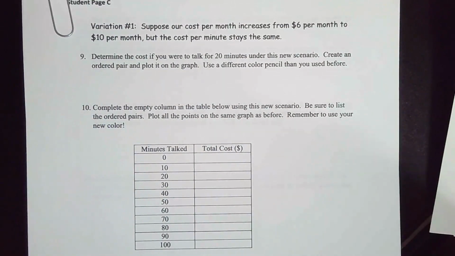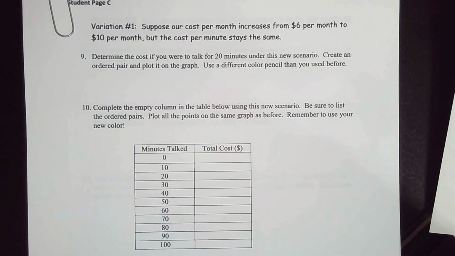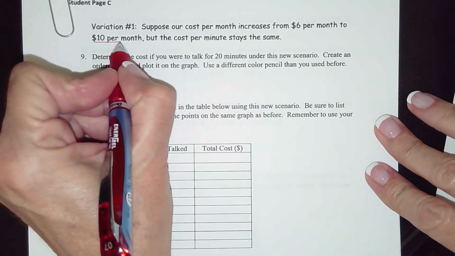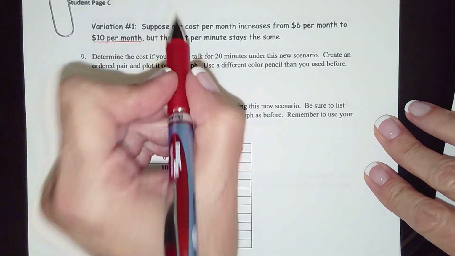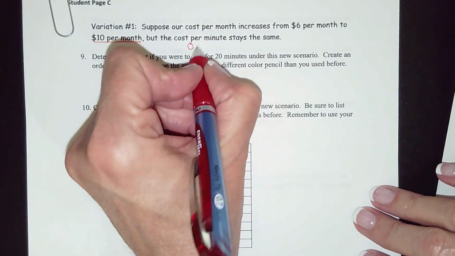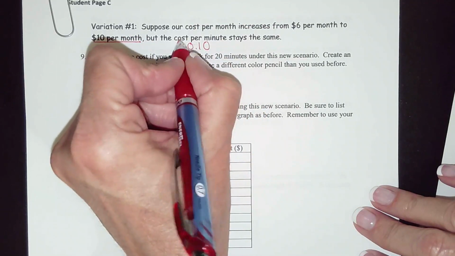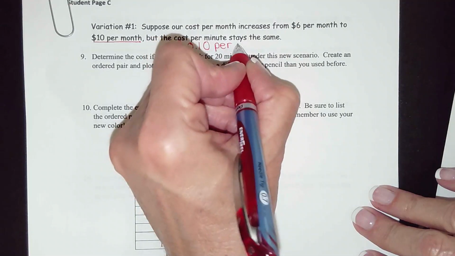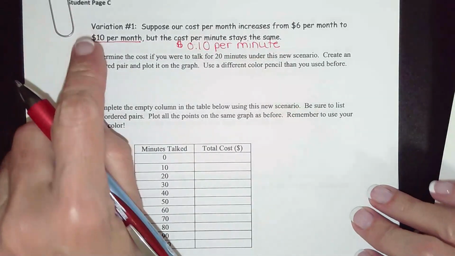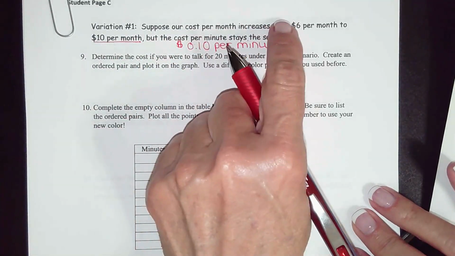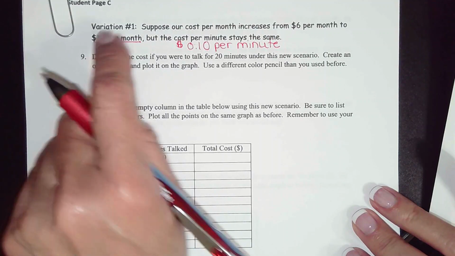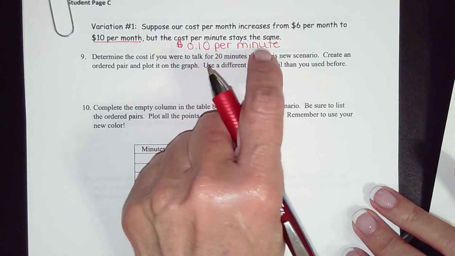So now their cost per month increases from 6 to 10. So now it's 10 per month, but the cost of minutes stays the same, which on the last page was 10 cents per minute. So now it's not $6 per month, now it's $10 per month. And the cost per minute stays the same.